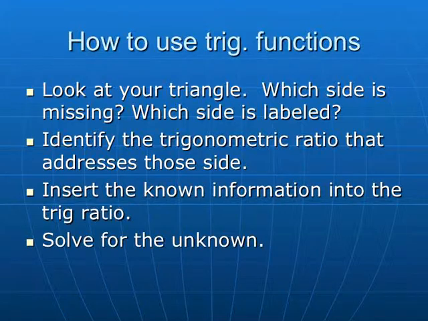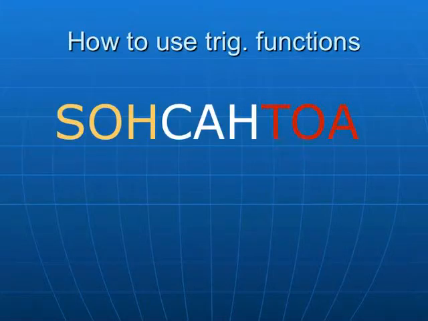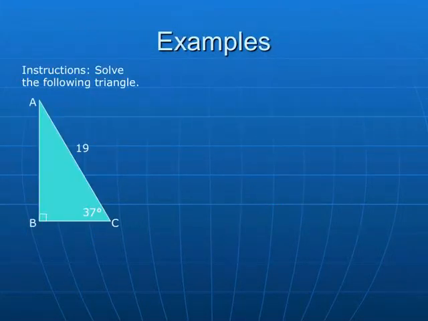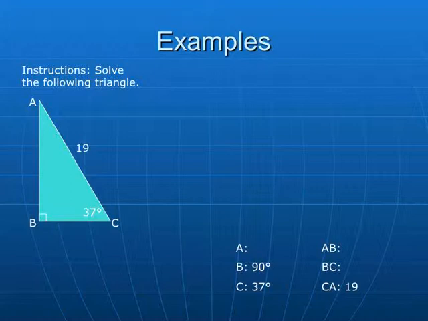Where we left off yesterday was SOHCAHTOA, so let me do an example. If I'm solving a right triangle, I want to know angles A, B, and C, and I want to know sides AB, BC, and CA. That's all the information that triangle has, and we can start by filling in the information that I know. I know angle B is 90. I know angle C is 37. And side CA is 19.